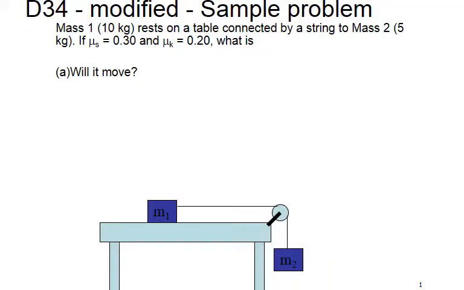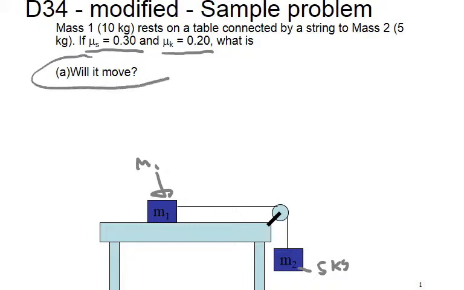Okay, so now we're going to take a look at a situation where we have friction. Mass 1 over here is 10 kilograms, and mass 2 is 5 kilograms. And what we have is a coefficient of static friction for mass 1 is 0.3, and the coefficient of kinetic friction is 0.2. So the question is, first, will it move?